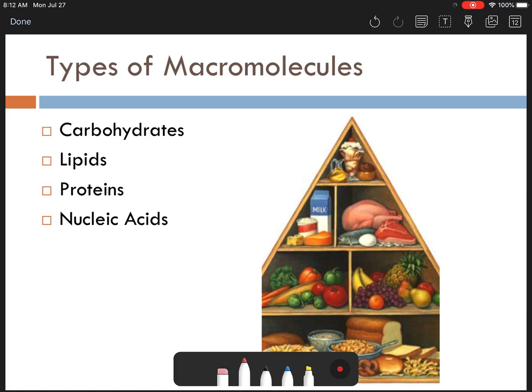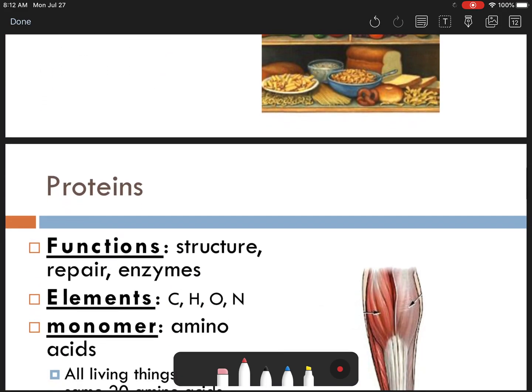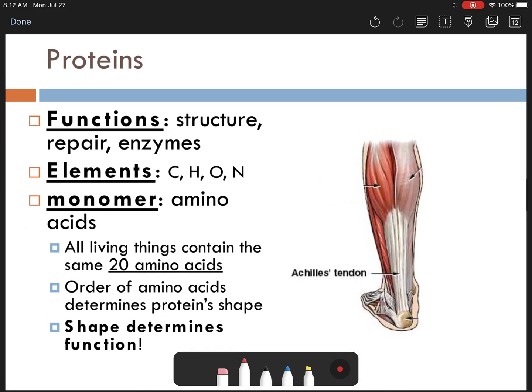We listed the 4 main types were carbohydrates, lipids, proteins, and nucleic acids. So we talked about the carbohydrates and lipids in the last PowerPoint. Today we are going to be looking at the last 2 macromolecules, proteins and nucleic acids. First, we're going to start with the proteins.